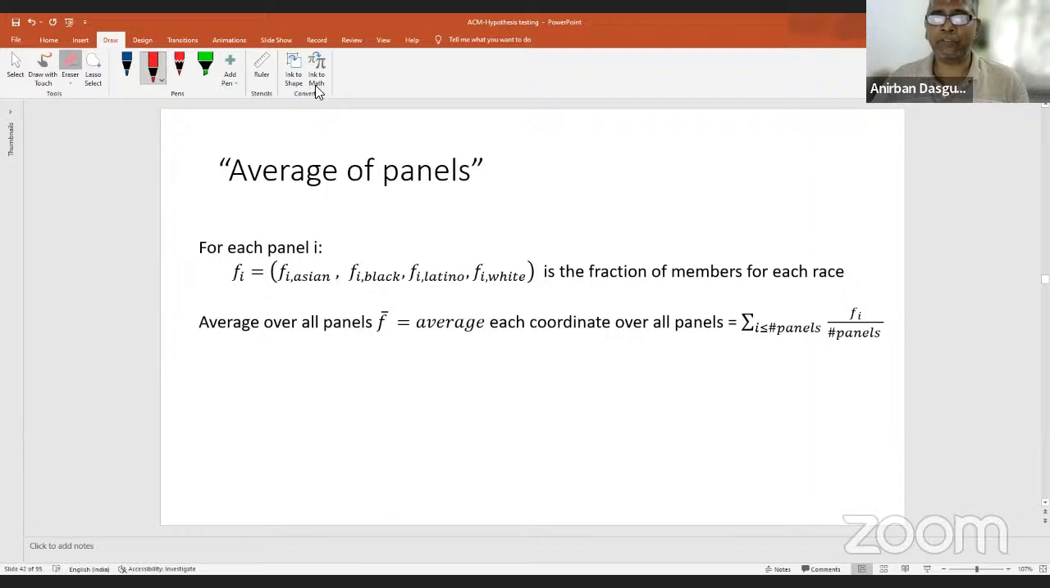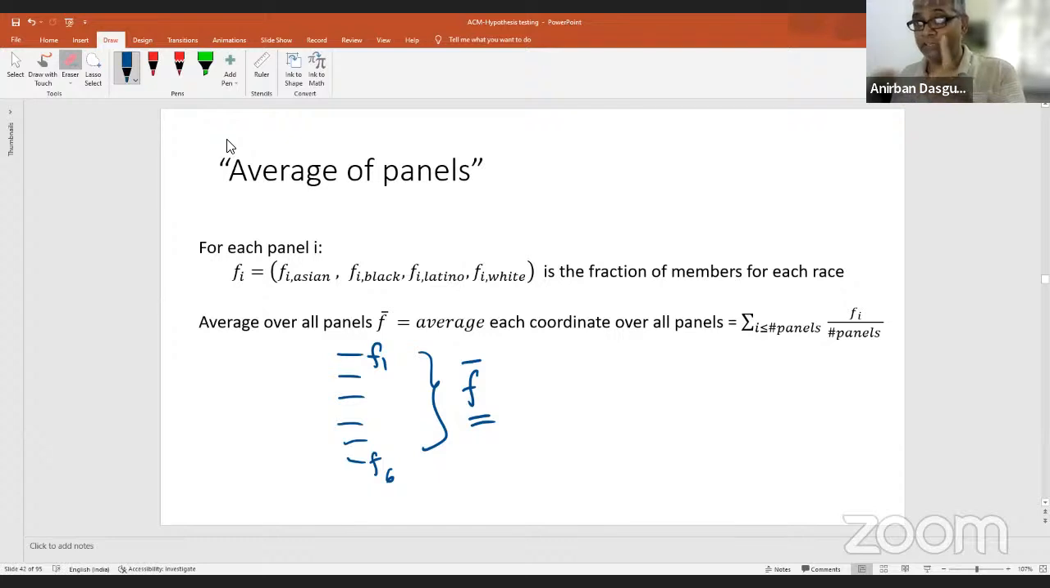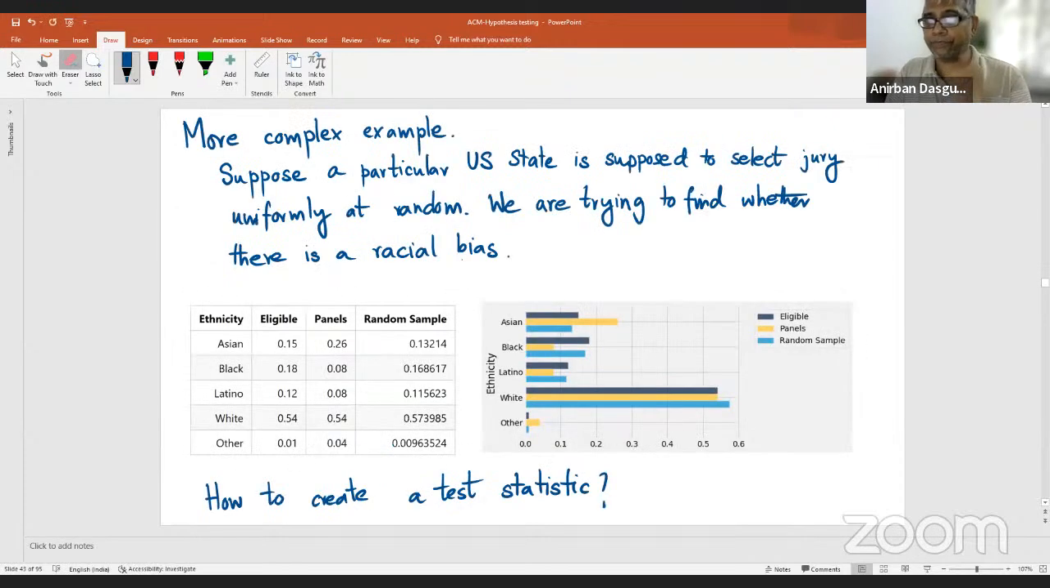But suppose I want to test for all the panels together. I have the first panel, F1, F2, F3, F4, F5, F6, the six panels, and I average them and I get F bar. So now I have one combined vector that represents across panels. There's lots of issues here. You will tell me what the issues are. Okay. But suppose you do this.